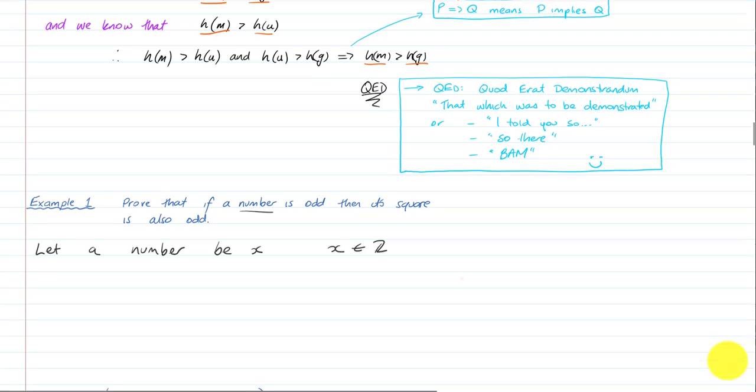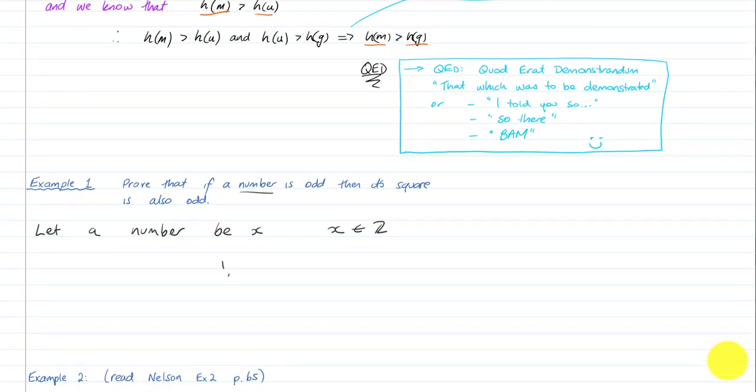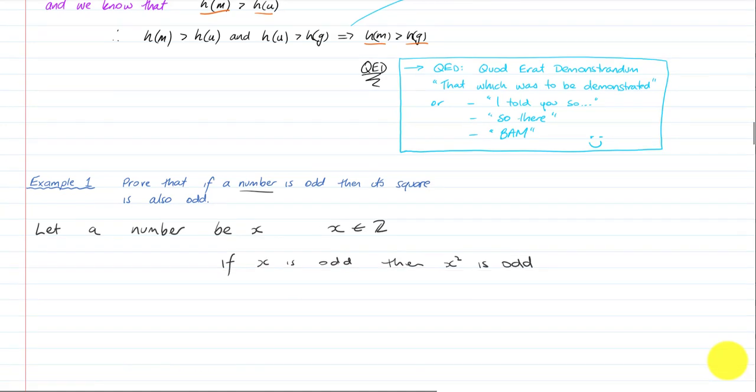Now, what I really want to do is I want to prove that if x is odd, then x squared is odd. That's what I'm aiming to prove. And to do that, I need to have an understanding about what happens when x is odd. So here's something that's really important. Have a look at this number. If n is an integer, then 2n is even.